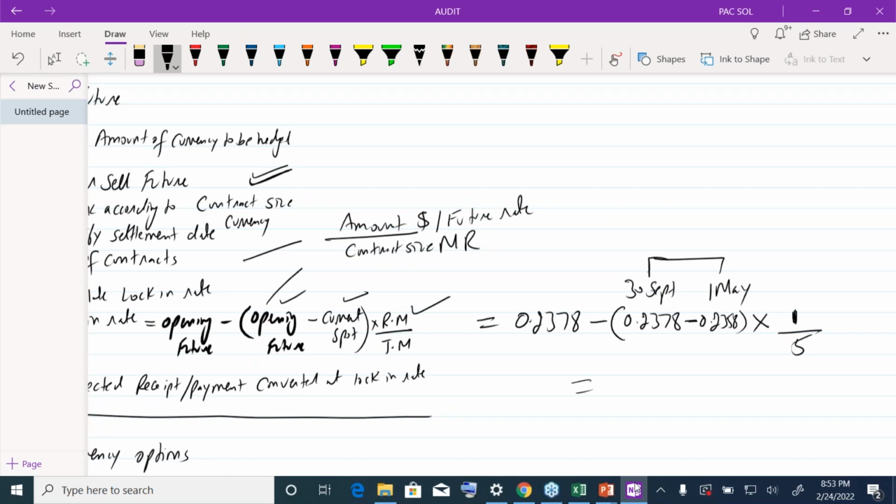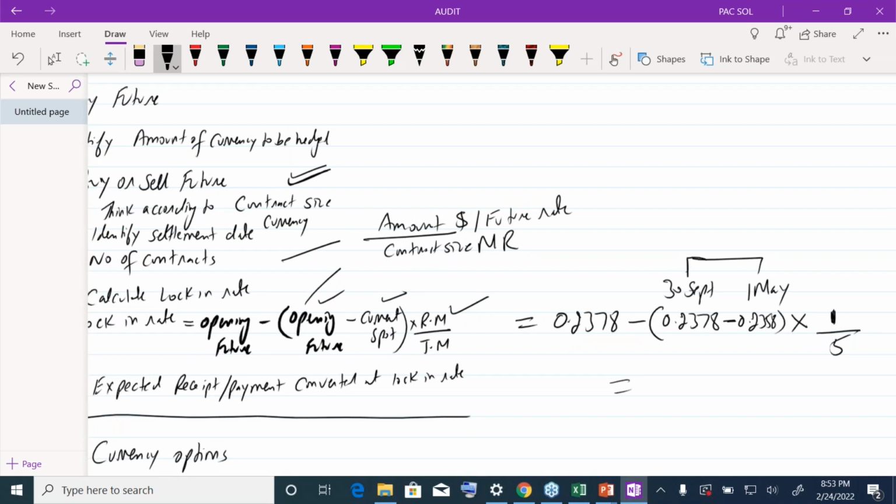So please calculate the lock-in rate. It will be equal to 0.2378 minus 0.2358 into 1 divided by 5 minus 0.2378. 0.2374 is the answer. So whenever you are using this formula, you will always be able to calculate the lock-in rate.